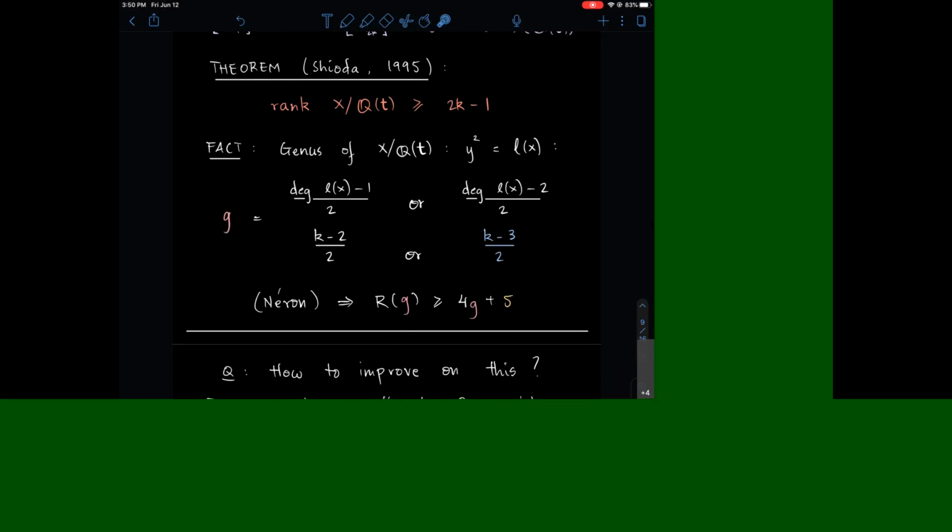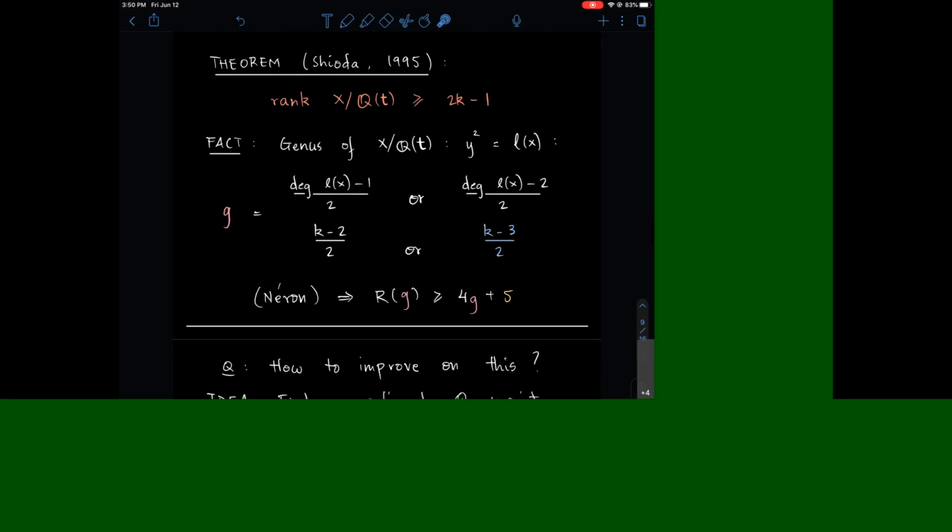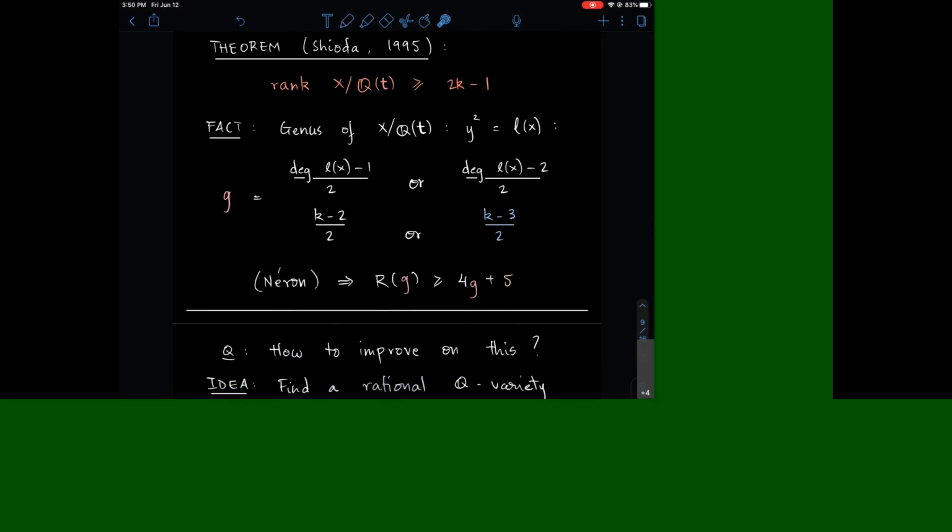And so if you compute this genus, it works out to be either (k minus 2)/2 or (k minus 3)/2. And this second case yields this lower bound, where again, when we apply Néron's theorem to take those specializations, we get this lower bound on R(g). It's at least 4g plus 5, which is great. And so how can we improve on this?